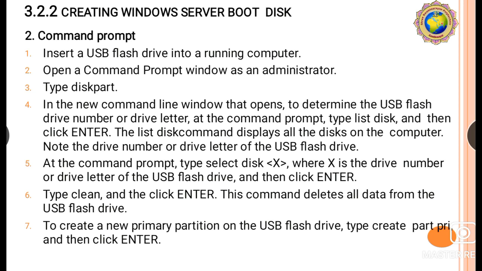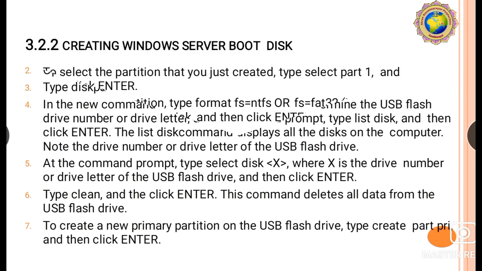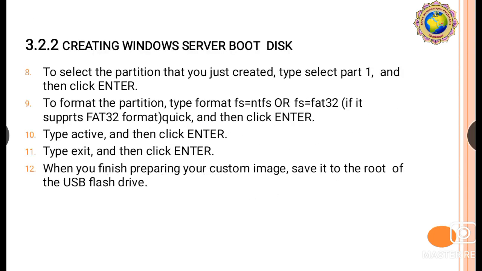At the command prompt, type select disk X, where X is the drive number or drive letter of the USB flash drive, and then press enter. Then type clean and press enter. The command deletes all data from the USB flash drive. To create a new primary partition on the USB flash drive, type create part pri and then press enter.